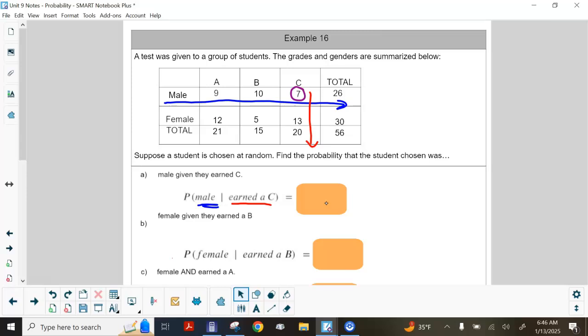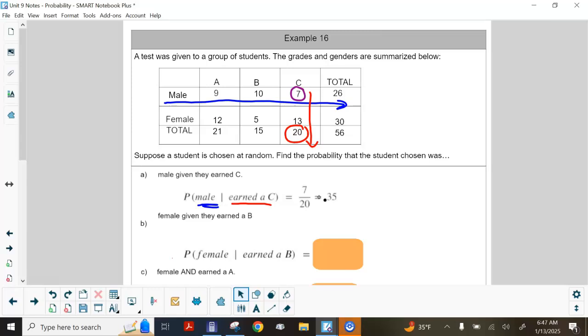And then remember that the total is going to be the total for that first event, which is earned a C. Because remember, they said given that they already earned a C. So that's the thing that happened first. So the total for C was 20. And so I'm going to use those two numbers to set up my fraction and put 7 over 20 and then reduce it if I can and get my decimal of 0.35 when I divide 7 and 20.